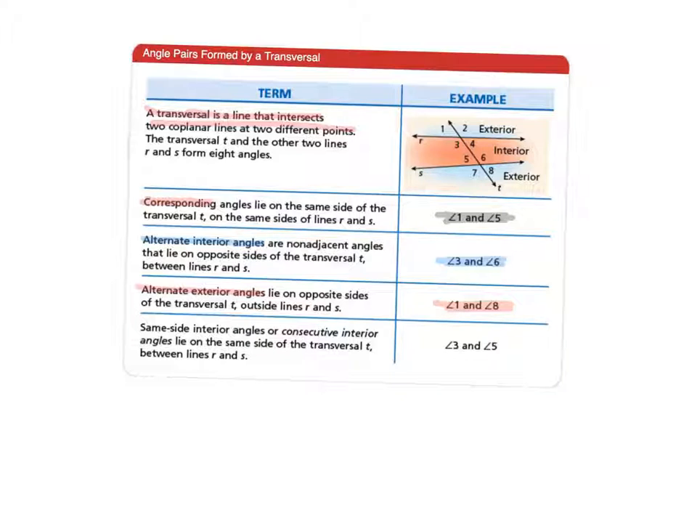And then we have same side interior. Same side interior are consecutive, they're also known as consecutive interior angles. You don't really need to know that. We usually call it same side interior. They're on the same side of the transversal between lines R and S. So they're interior, because it's same side interior, so they're in the red, but they're on the same side of the transversal. So for instance, angle 3 and 5.